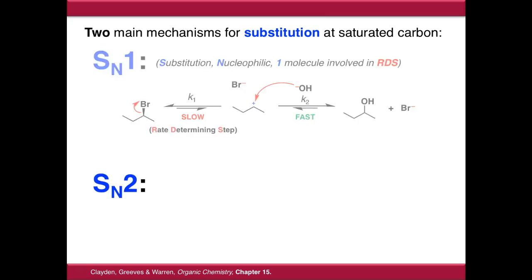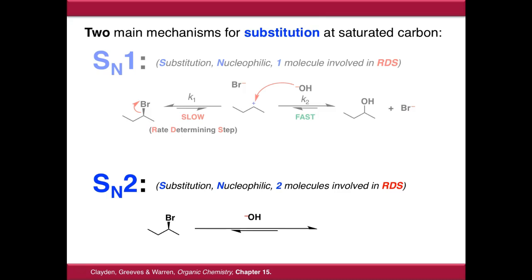The other reaction by which substitution occurs at saturated carbon is called SN2. Now, this is called substitution nucleophilic bimolecular, because there are two molecules involved in the rate determining step. Now, if we take the same electrophile as we had before, an SN2 reaction occurs in one step. So the nucleophile comes in, it substitutes out the leaving group, and everything occurs in one step, and this is called a concerted mechanism. And because there's only one step, it has to be the rate determining step.